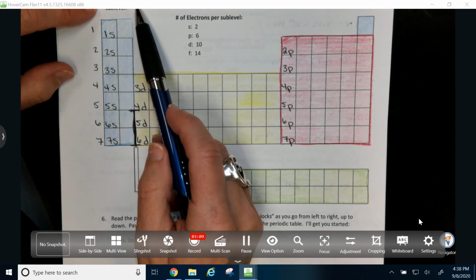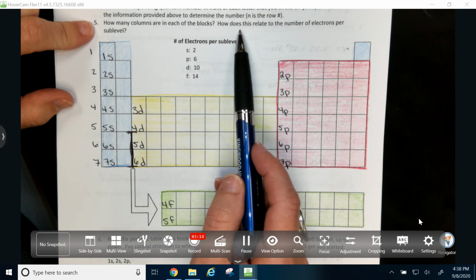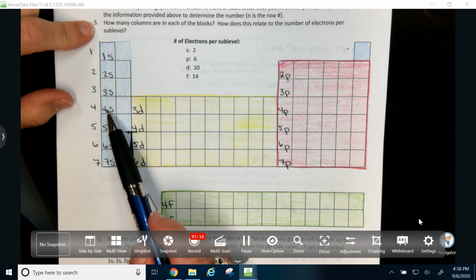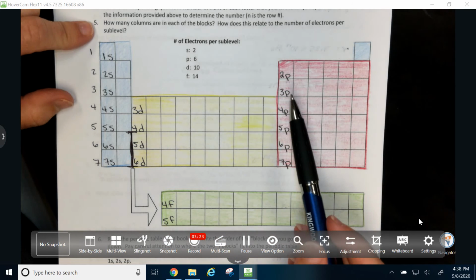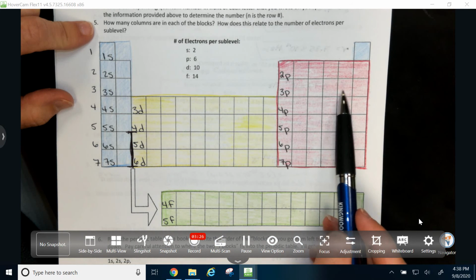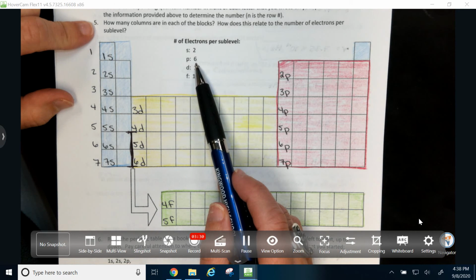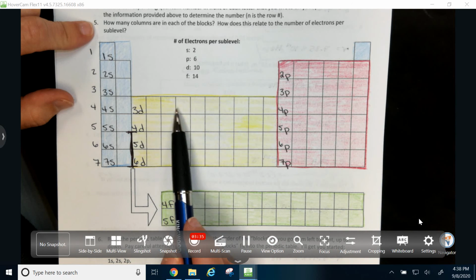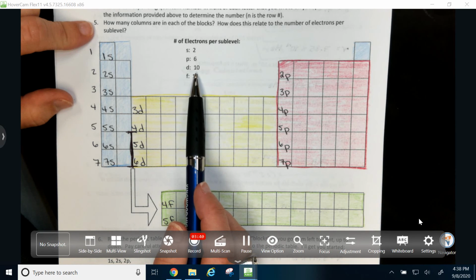Now let's look at this. It says how many columns are in each of the blocks. How does this relate to the number of electrons per sublevel? In our S block, there's 2 columns, and the S sublevel can hold 2 electrons. In our P block, there's 1, 2, 3, 4, 5, 6 columns, and the P sublevel can hold 6 electrons. The D has 10 columns, and guess what? The D sublevel can hold 10 electrons.